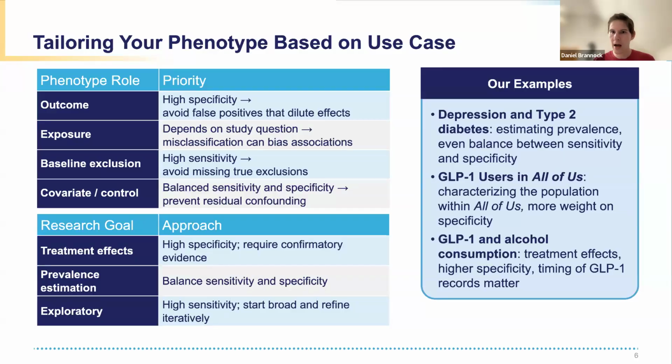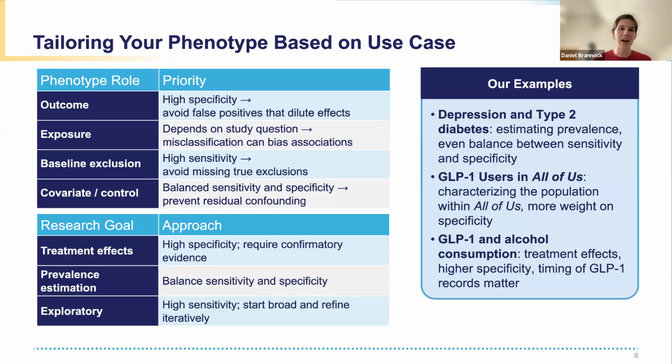Let's briefly talk about some of our examples here. For depression and type 2 diabetes, we were estimating prevalence, and so we wanted to have a nice, relatively even balance between sensitivity and specificity. For the GLP-1 projects, we actually did two of them.